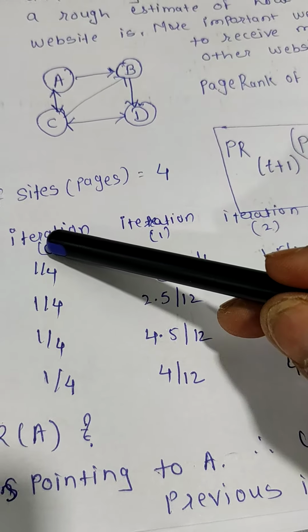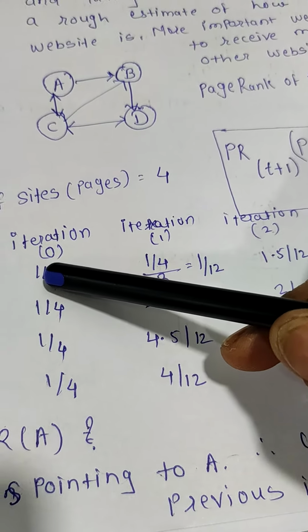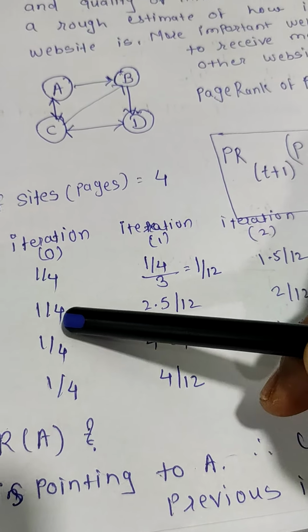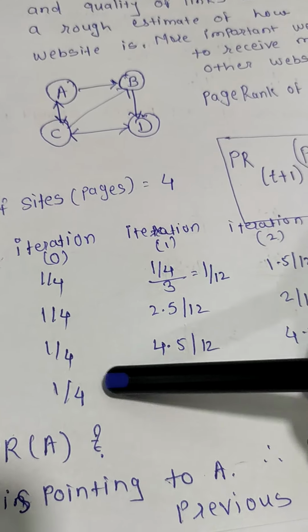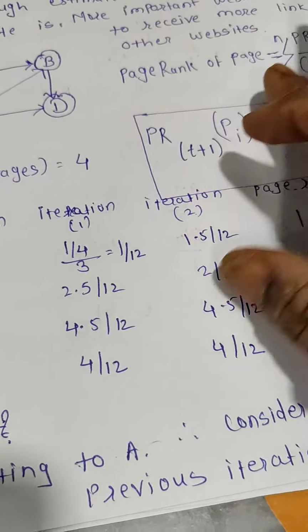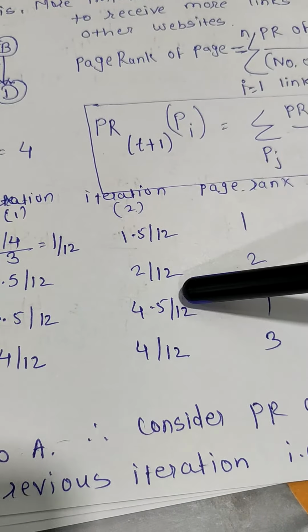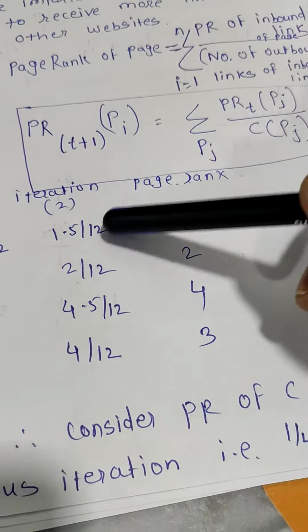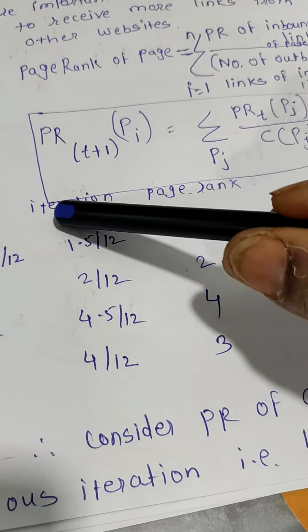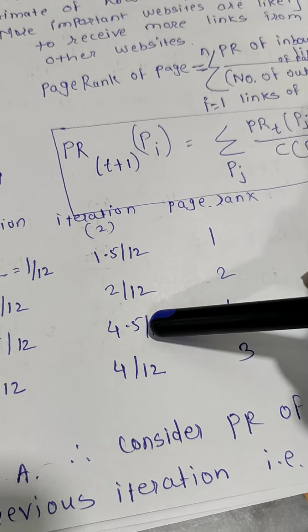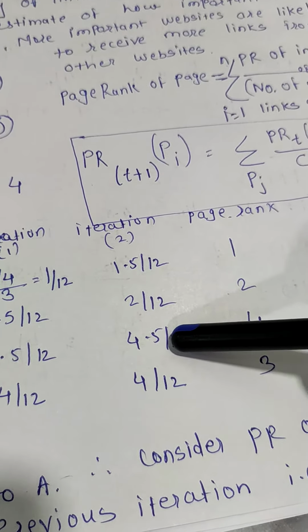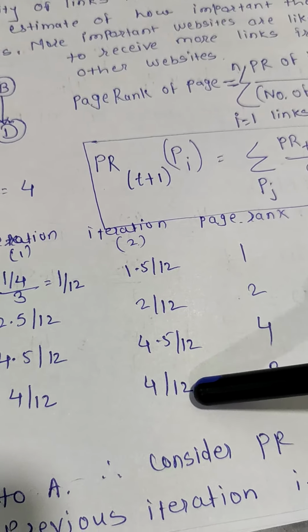See here also, in iteration 0 we have 1/4, 1/4, 1/4, 1/4. If we add, we get 1. So same way we can check for all iterations. At the end, after 3 iterations, if you observe the page rank values of every site, the page rank value of site C is more than page rank value of site D.